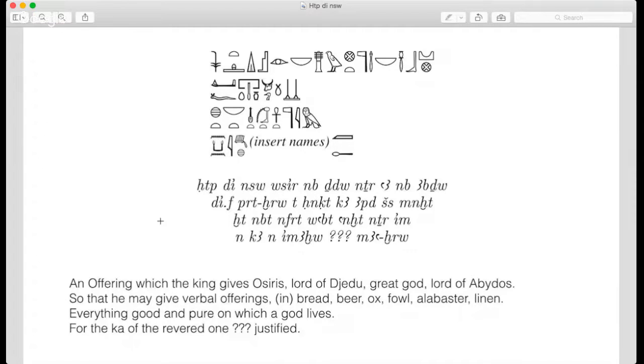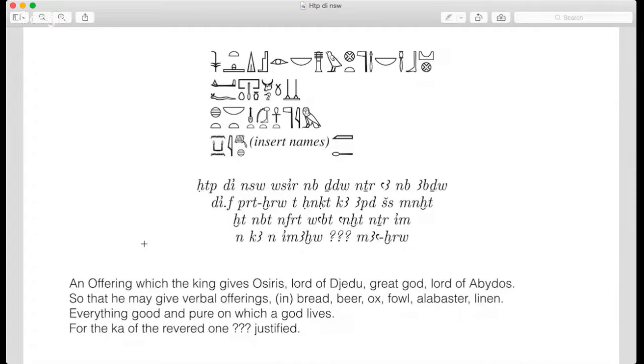So I'll go ahead and do that. Hotep Dinasu, Wesser Nebjedu, Netra Neb Abju, DF Peret Heru, T Henket, Ka Apet Shes Menchet, Het Nebet Neferet Wabet Anchet Netra Im, In Kani Imahu Aku Maaheru.